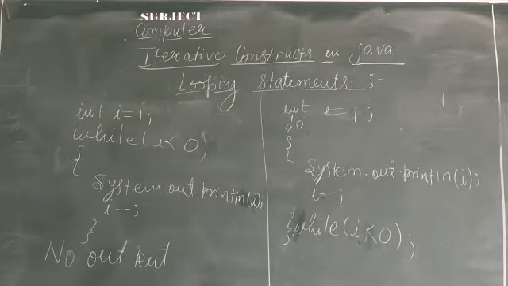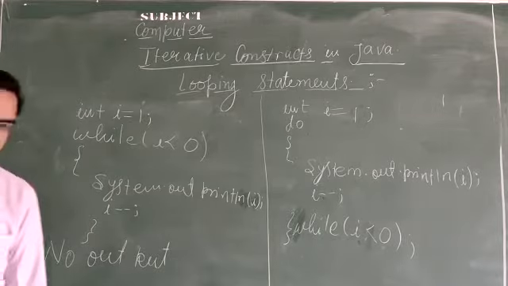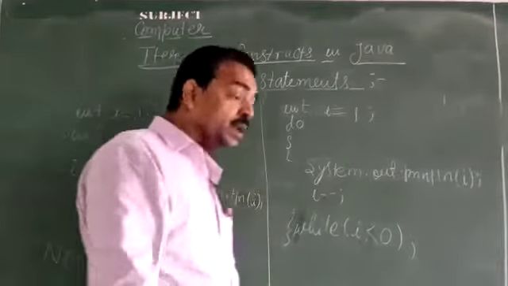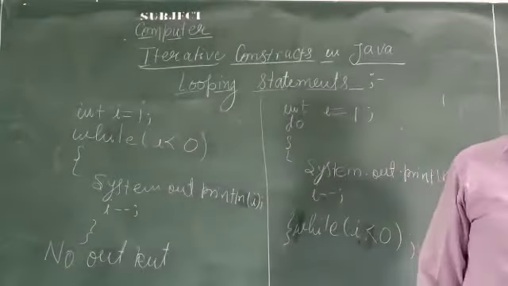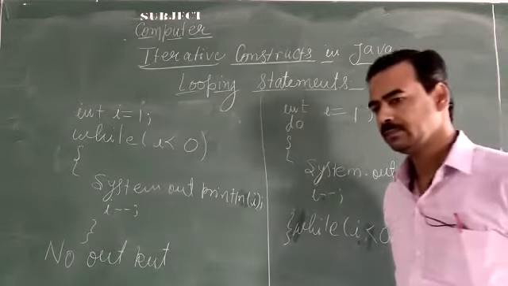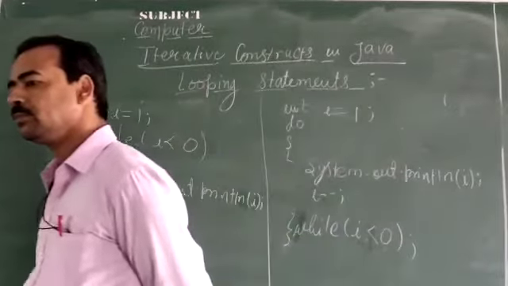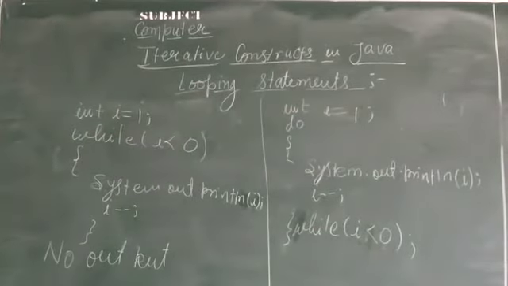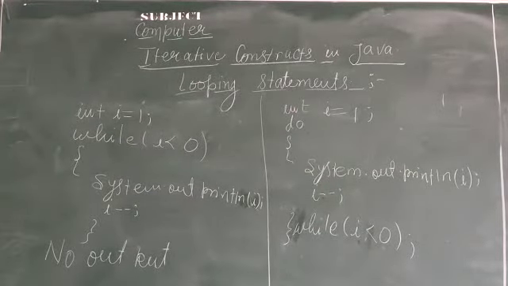Point number 1. In while loop, the condition is to be checked before executing the loop body.